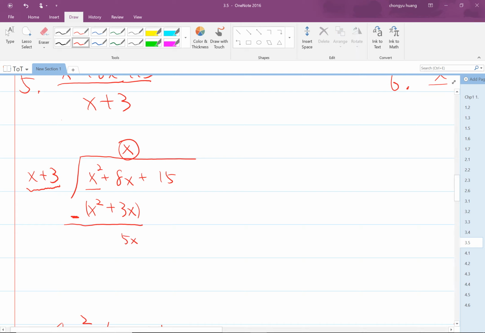Let me repeat the process one more time. We are trying to subtract. So we have x to the power 2 plus 8x minus, in brackets, x to the power 2 plus 3x. It just becomes x to the power 2 minus x to the power 2, which is 0. Now we have 8x minus 3x, so you write down 5x, and then 15.